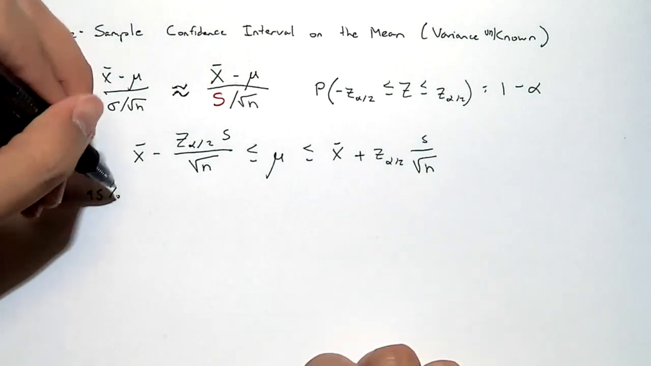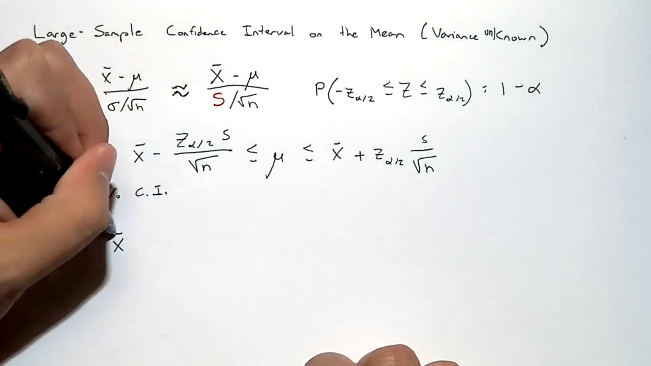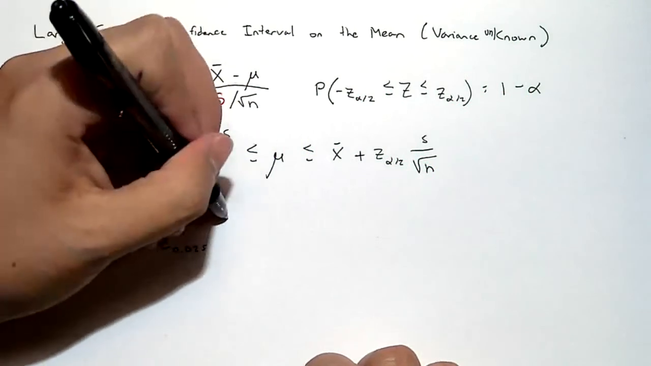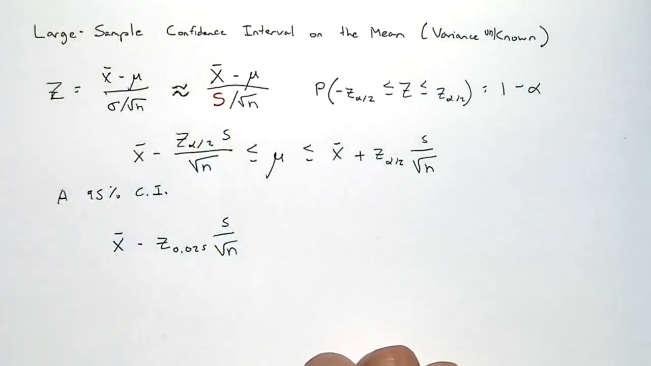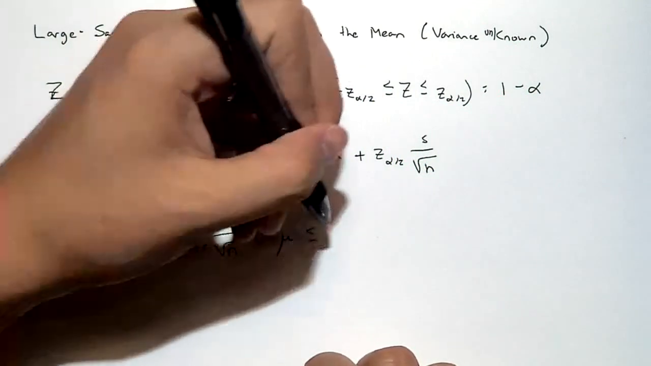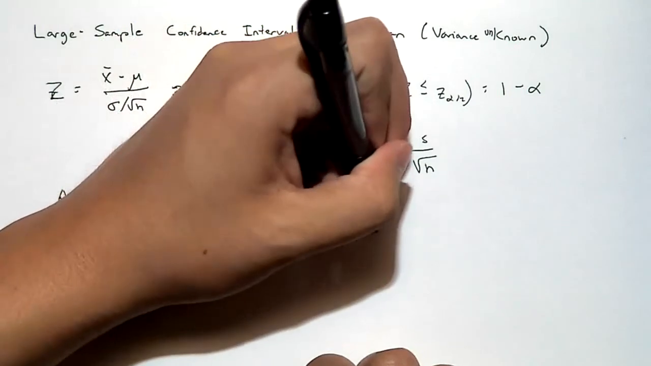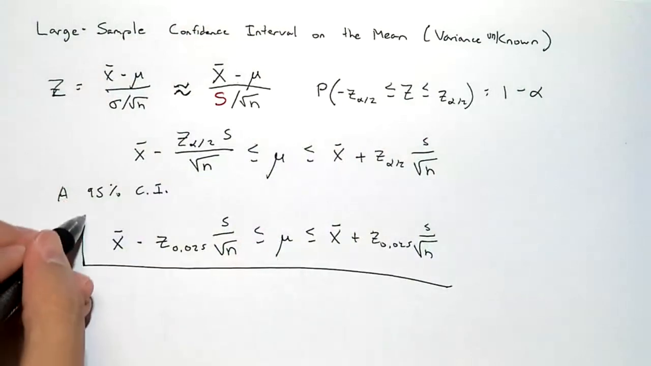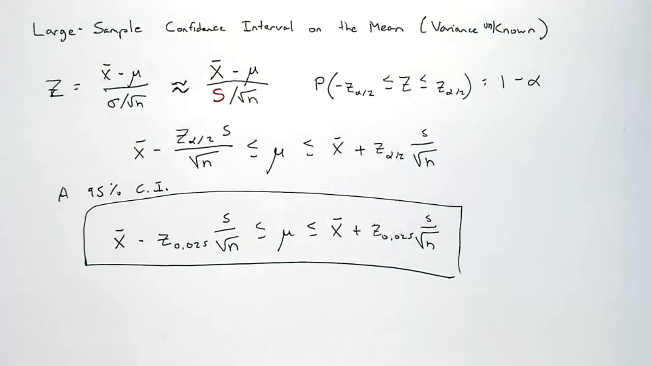A 95% confidence interval would then be the one corresponding to the z-score of 0.025. And we already know what that z-score is, right? It was 1.96. So this is how we would approximate, or how we would get a confidence interval for a sample if we don't know the variance, assuming that the sample is a very, very large sample.